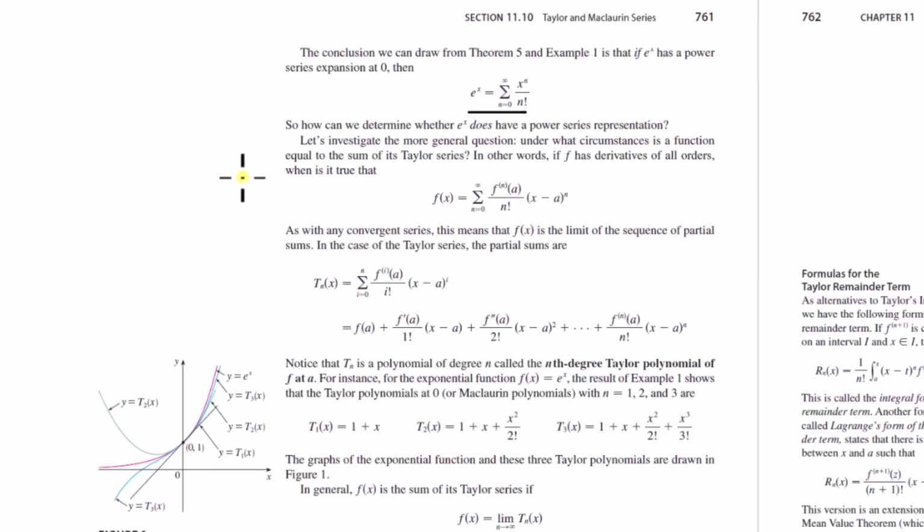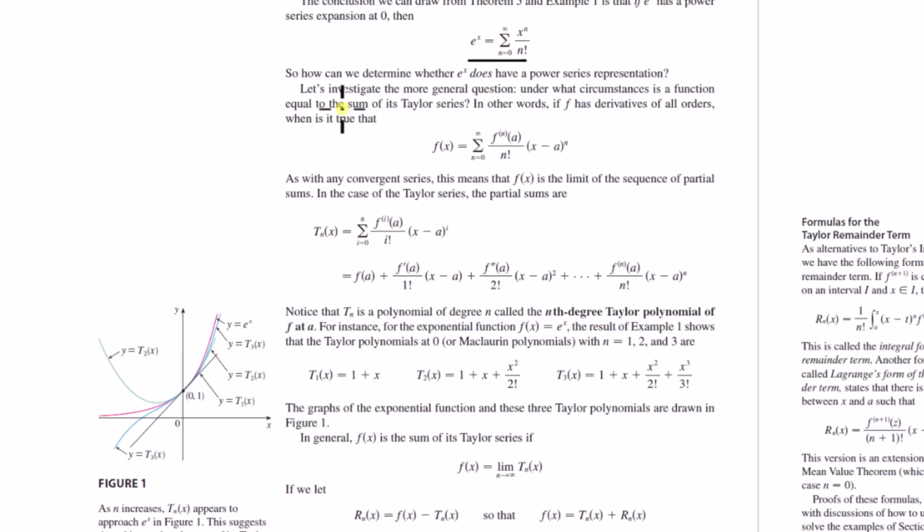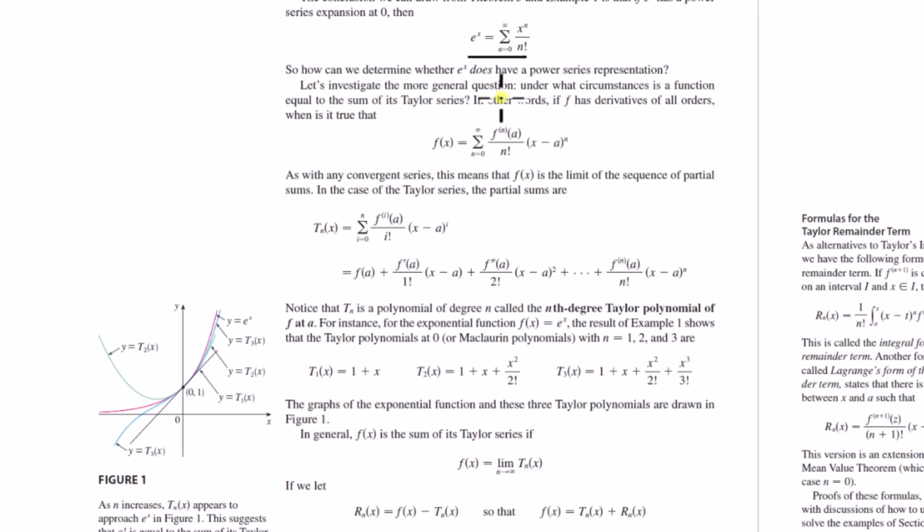All right, so to do this, it says, let's investigate the more general question. Under what circumstances is a function equal to the sum of its Taylor series? In other words, if a function has derivatives of all orders, to me, what they're saying here is that a function not only has derivatives of all orders, but there's no domain issue.